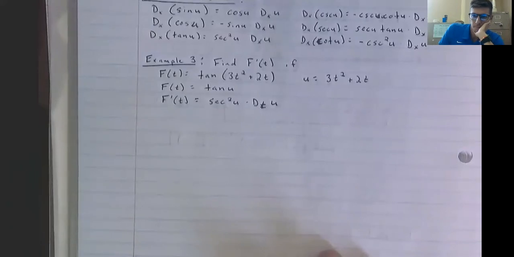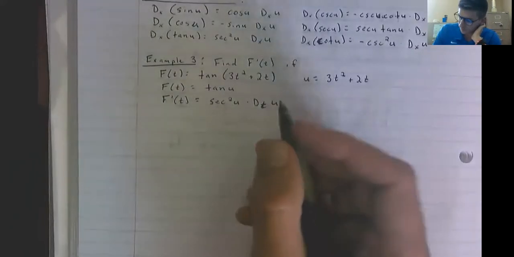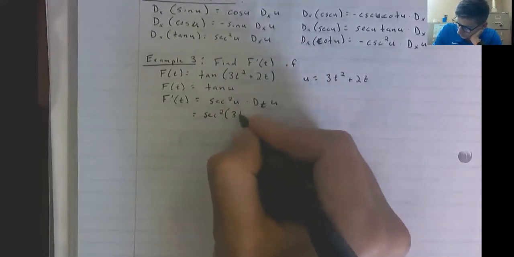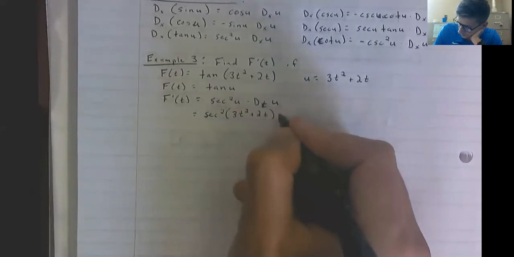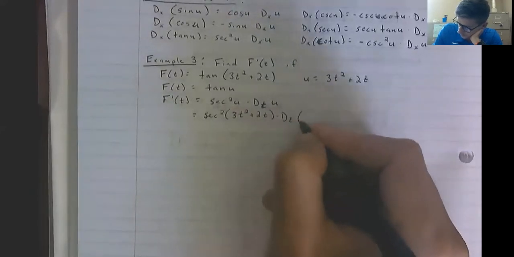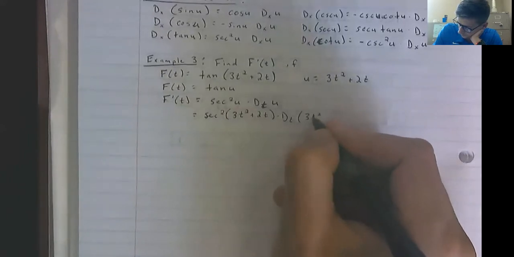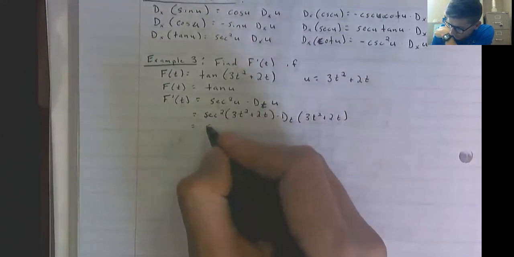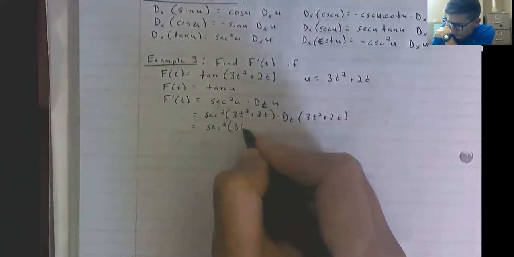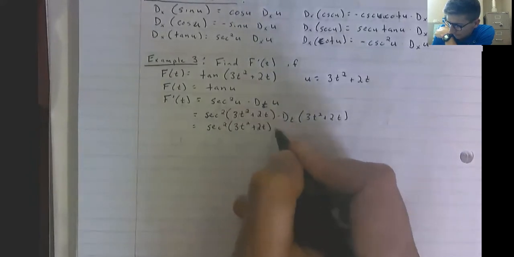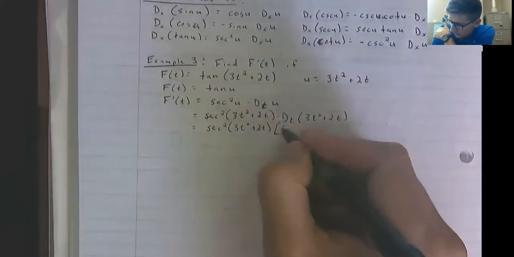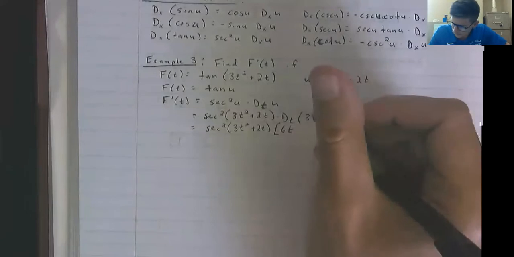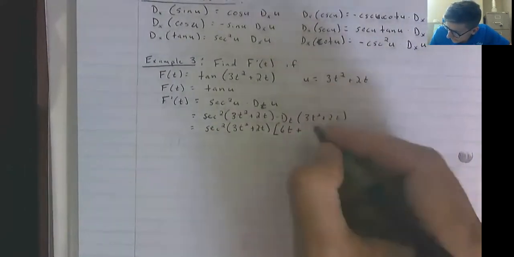Okay? And then we just do it. So in other words, our derivative is the secant squared of 3t squared plus 2t times the derivative with respect to t of 3t squared plus 2t. So secant squared of 3t squared plus 2t. The derivative of this guy is 6t plus 2.